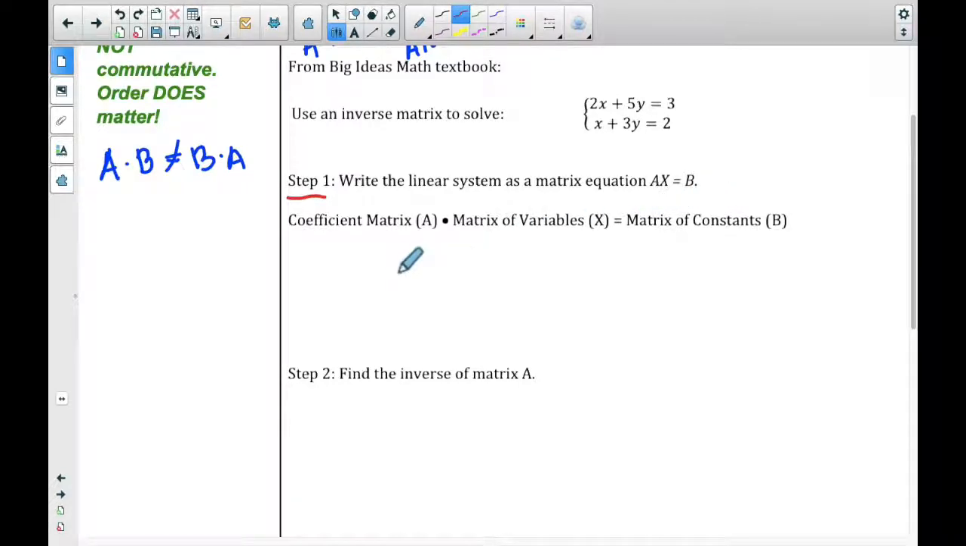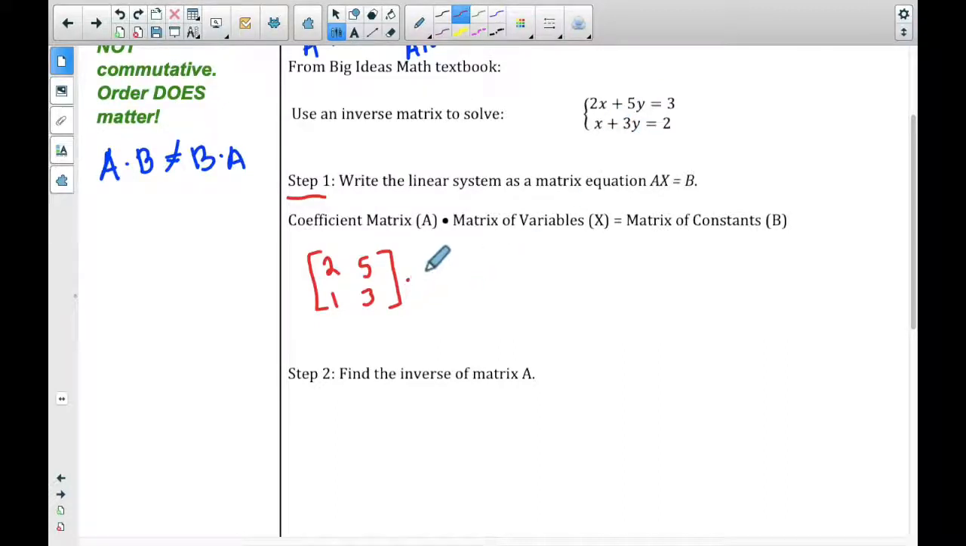All right, to do that, we write out the coefficient matrix, multiply it by the matrix of variables, and that should equal the matrix of the constants. In other words, I'm going to change this to a matrix that is 2, 5, 1, 3. That is the 2 and the 5 from this equation and the 1 and the 3 from this equation.